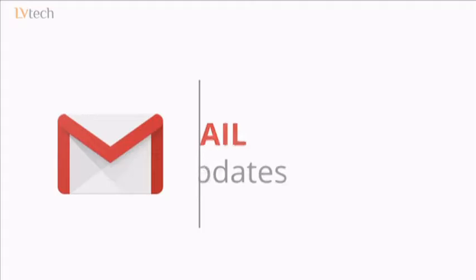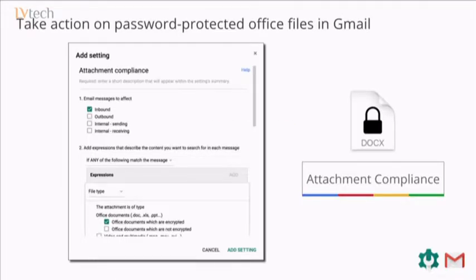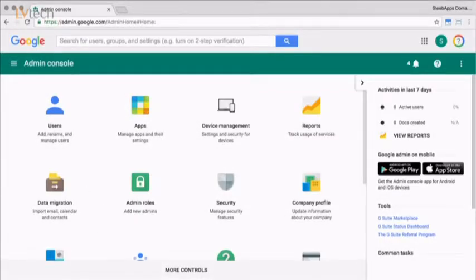Next, we have some mail updates. First off, administrators can now take action on password-protected Office files in Gmail. As a G Suite admin, you can set up compliance policies for message attachments that specify how to handle them. Whether you're in healthcare, financial services, or another regulated industry, you may need to store unencrypted copies of messages for regulatory purposes. A new attachment compliance filter for Gmail allows you to specify rules for how to handle password-protected Office files. Let's see where this can be set.